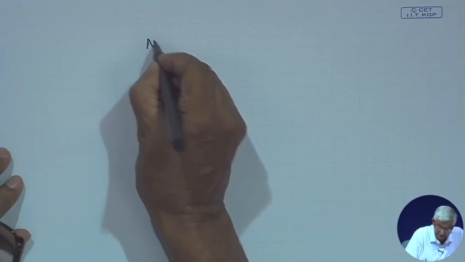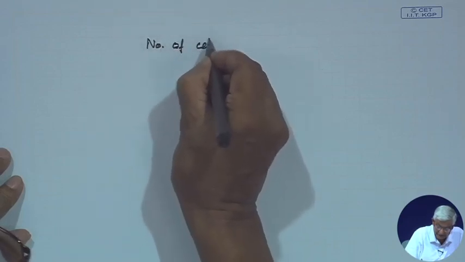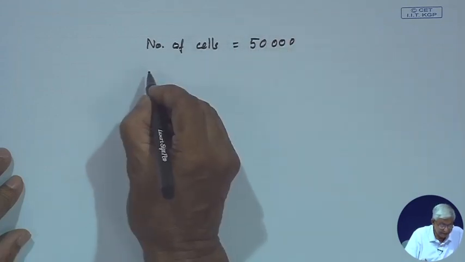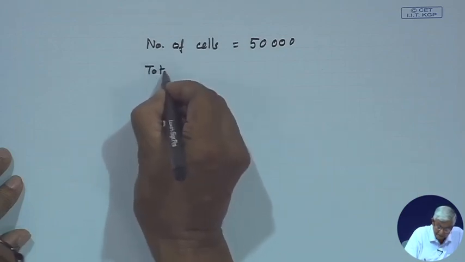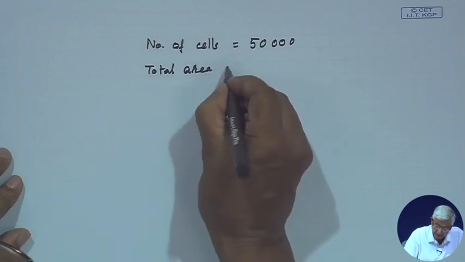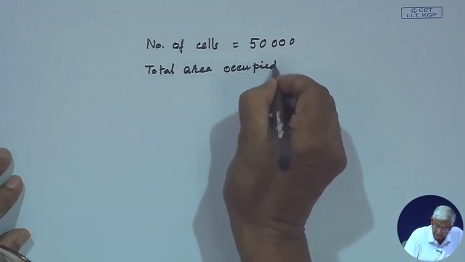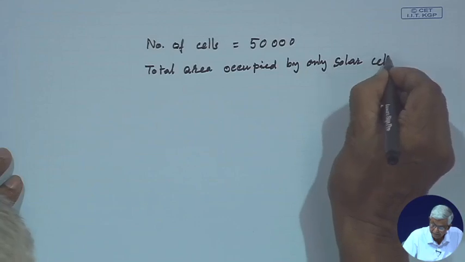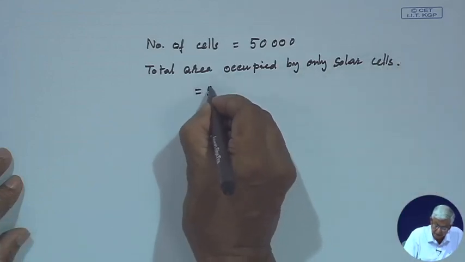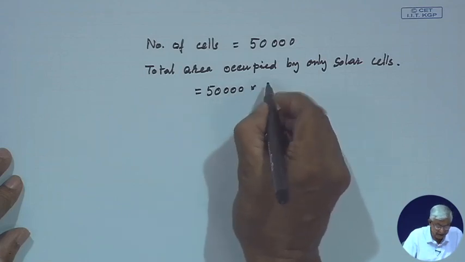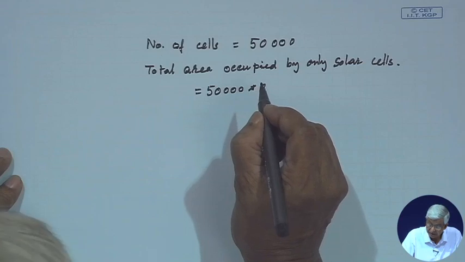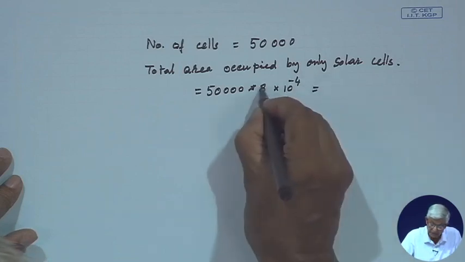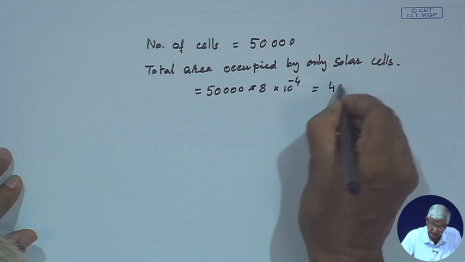The number of cells is 50,000, already told, and so you can find the total area occupied by only solar cells, which is 50,000 multiplied by 8 square centimeter. We convert into meter, 10 to the power minus 4, so 8 into 5 gives 40. It comes out to be 40 square meter.